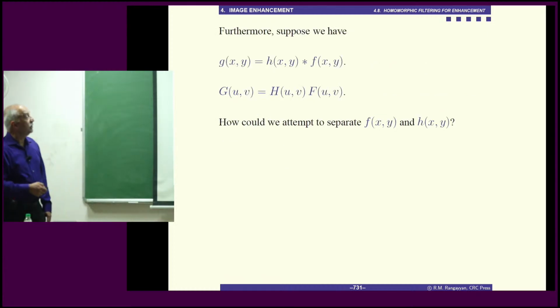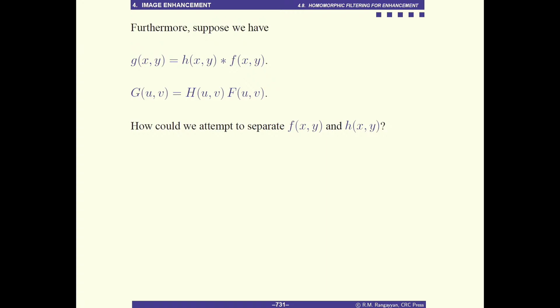When they're convolved, how do you convert convolution to addition? The first step is already here. Take the Fourier transform, convolution becomes multiplication. And how do you convert multiplication to addition? That's what we saw just now, log. So the rest of the story is the same.